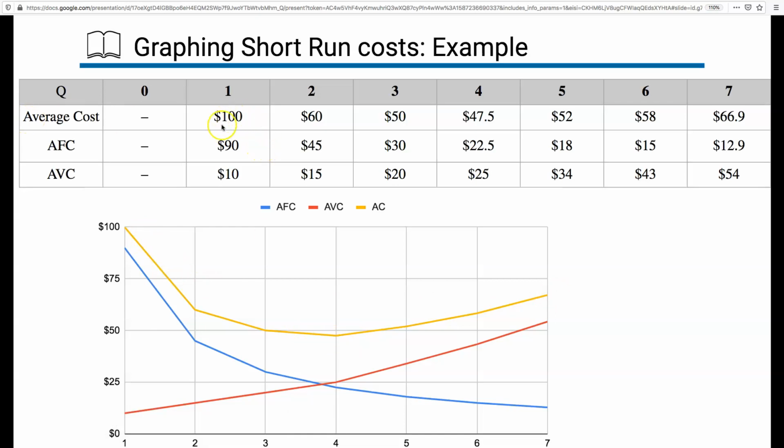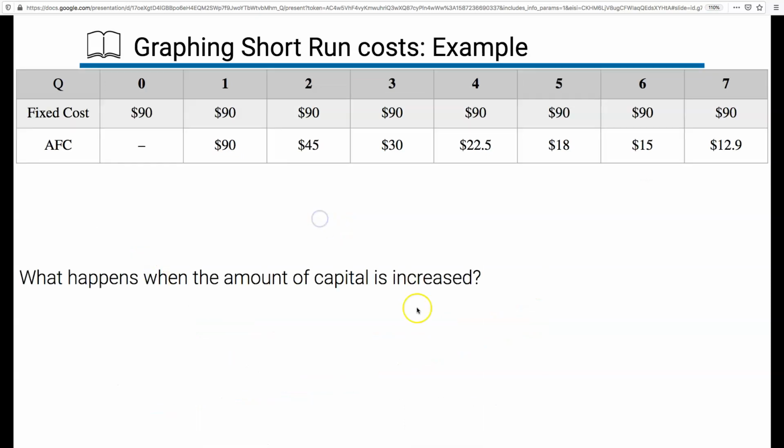And you can see that the graph just mimics the calculations for this particular example where, again, average total cost is the sum of the fixed and variable cost for every level of output. The interesting question, though, is what happens when we change the amount of fixed cost? What happens when the amount of capital in the story is increased or decreased? So suppose we started off with 90 and we're going to increase the amount of capital to 120.